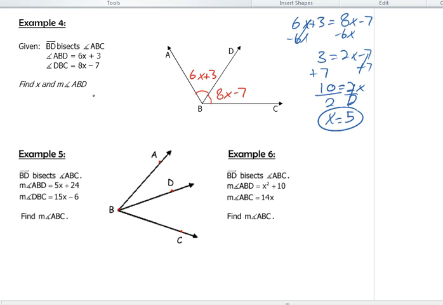ABD now, go ahead and plug it in. So the measure of angle ABD is equal to 6x plus 3. Plug in your x that we just found, and we'll find the measure of angle ABD to be 33 degrees. Okay, and then you're done with that. So again, it just means it's cutting it in half so that you all of a sudden have two equal parts.